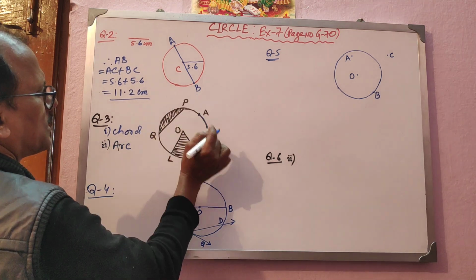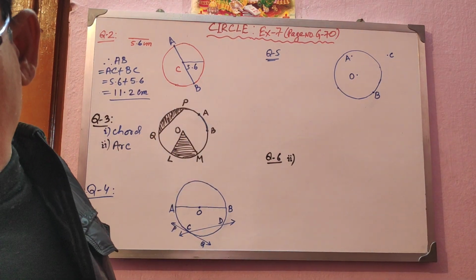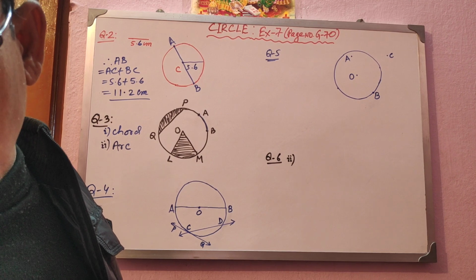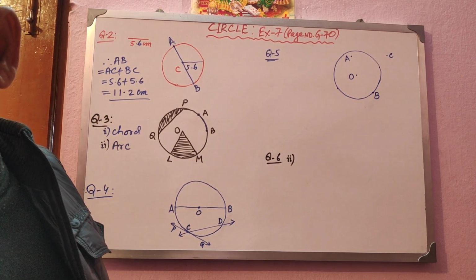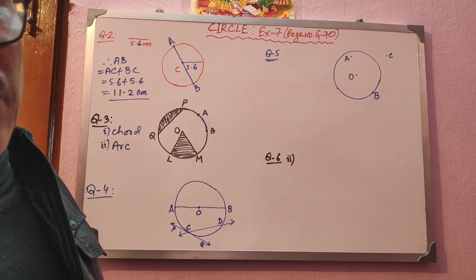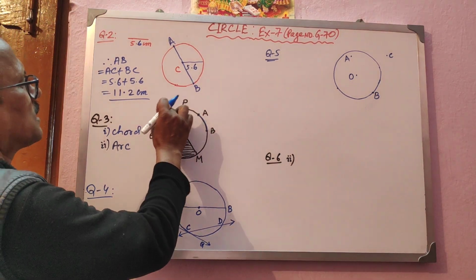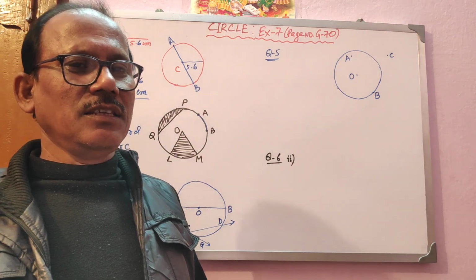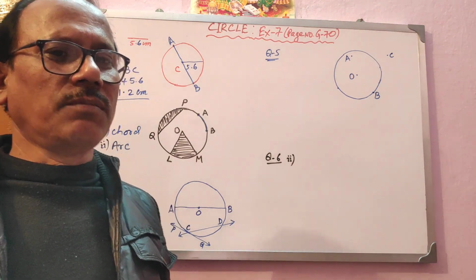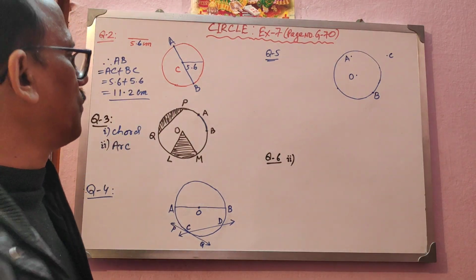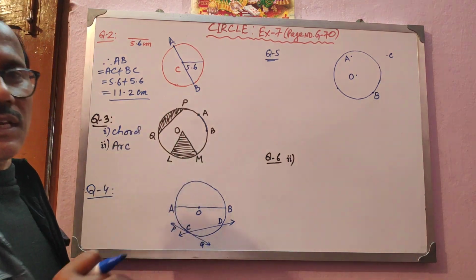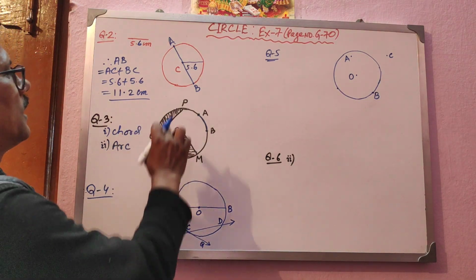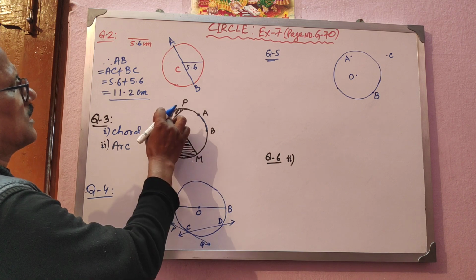AB is an arc of the circle. Now, the third one: the shaded portion of the circular region bounded by the line segment PQ. When a line segment divides the circle into two parts, that particular part of the circle is the segment of the circle. This is the sector. This is a segment.